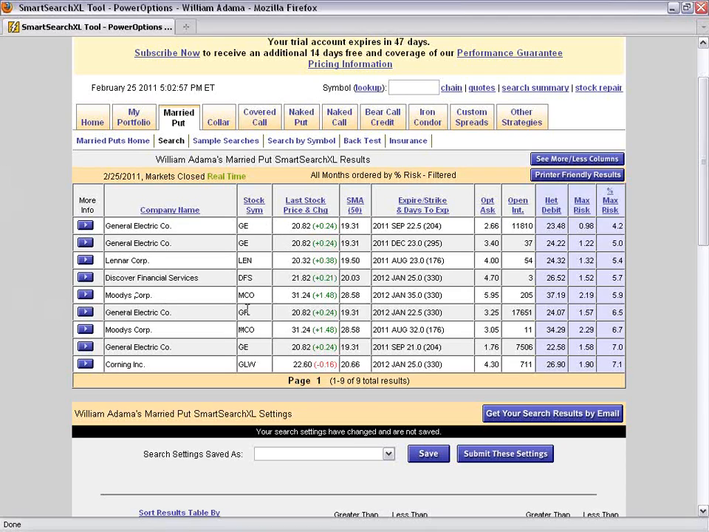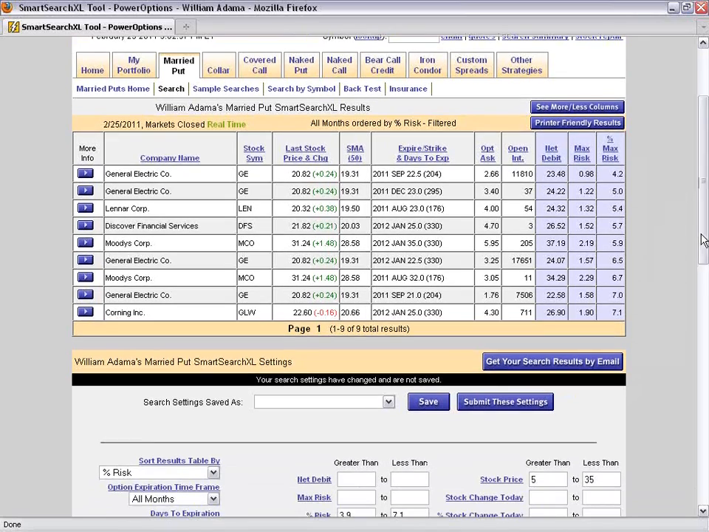It's amazing what half a month will do, right? From the 8th until the 25th, about 17 days later, I don't think any of these combinations, Corning, General Electric, Moody's, Discover Financial, were on this same search we ran back on the 8th. Stocks had dropped in price, implied volatility had jumped up as well, so that kind of got everything in trouble.